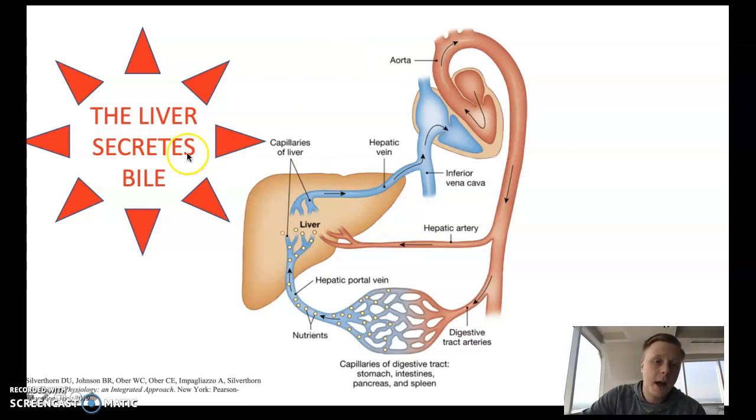The liver secretes bile, as we all know, as its main secretion, and the bile is a main player in digestion, especially of fats. But we need to look closer in order to see exactly how the liver is able to send its product, such as bile, to the digestive tract.